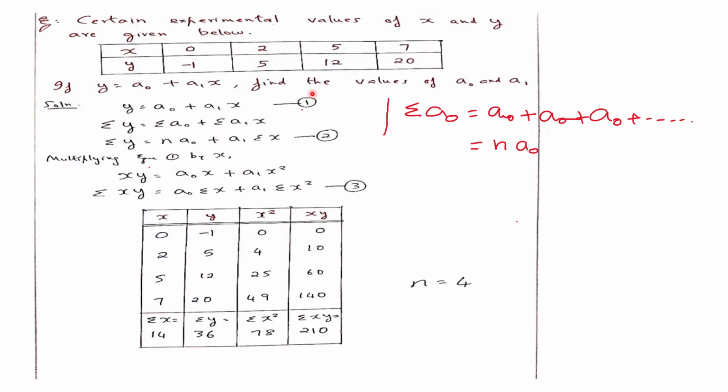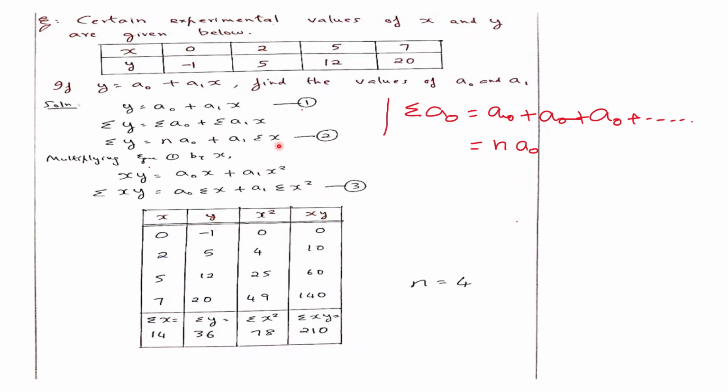Now again consider equation 1. You multiply this equation 1 by x. So you get x into y is equal to a0 into x plus a1 into x square. Next you take the summation of this equation, that is sigma xy is equal to a0 into sigma x, since the summation is applicable to x here, plus a1 into sigma x square. Call it equation 3.